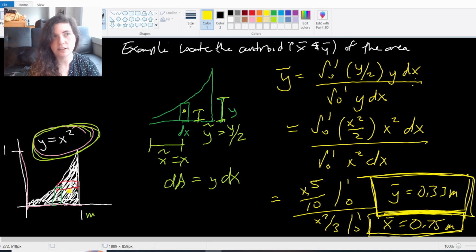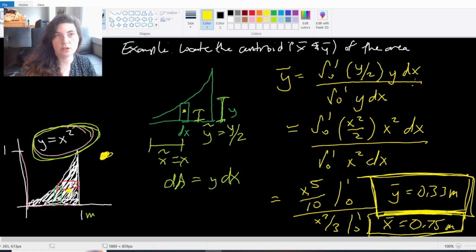So always do a check on these to see if you're getting something that's way out here. You're like, ooh, maybe I did the math wrong somewhere, because there's no way that the center of this shape is going to be way out here in space. It would make way more sense that it's right here.